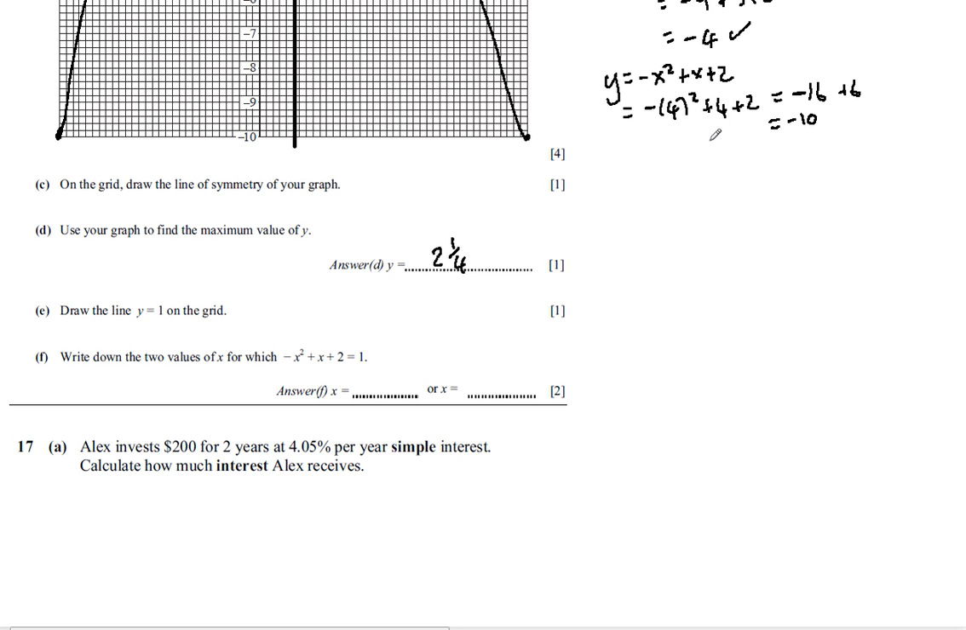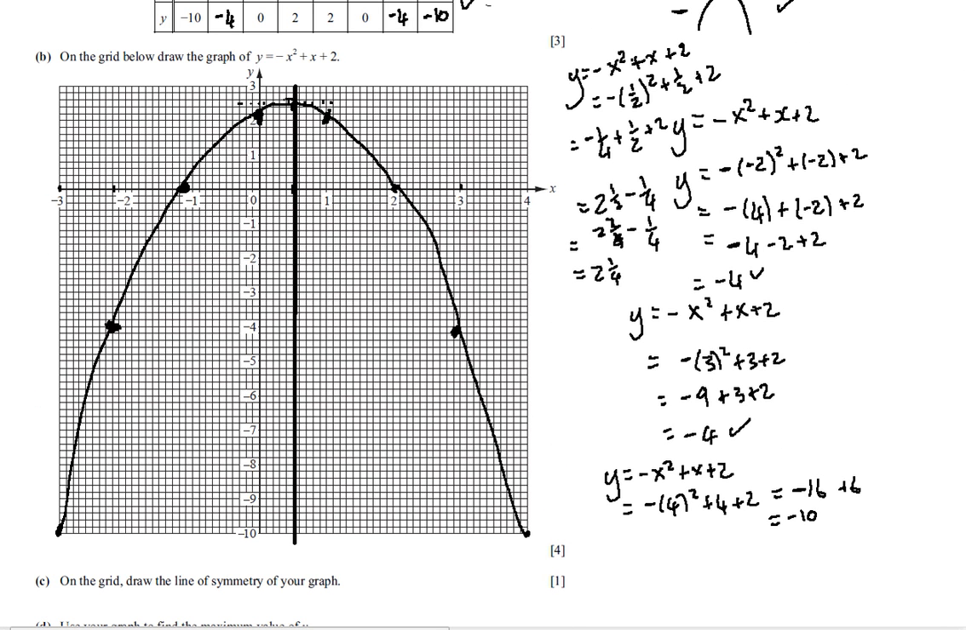Draw the line y equals 1 on your grid. So y equals 1. That's just a horizontal line through y equals 1. So that's that line over there.